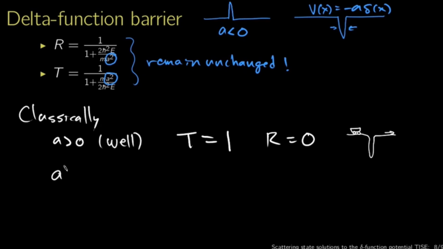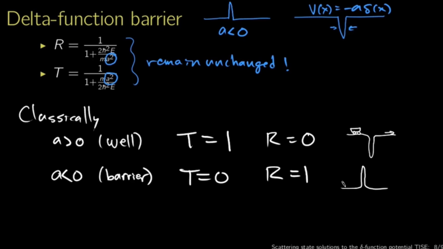If I have a less than 0, I have a barrier. In classical physics, that would mean I have transmission coefficient equal to 0 and reflection coefficient equal to 1. This is what happens when you have your cart rolling up towards a hill, except it doesn't have enough energy to go over the top of the hill. In this case, since we're talking about a delta function, the hill is infinitely high. It's also infinitely narrow, but that doesn't matter from the classical perspective. The cart will roll up the hill the amount it needs to in order to run out of kinetic energy, at which point it will stop, turn around, and roll back. You'll have no transmission and 100% reflection.